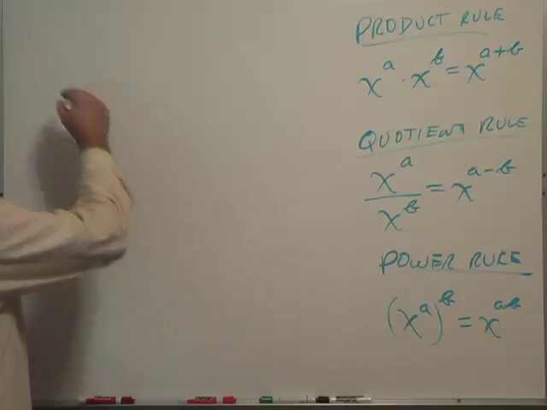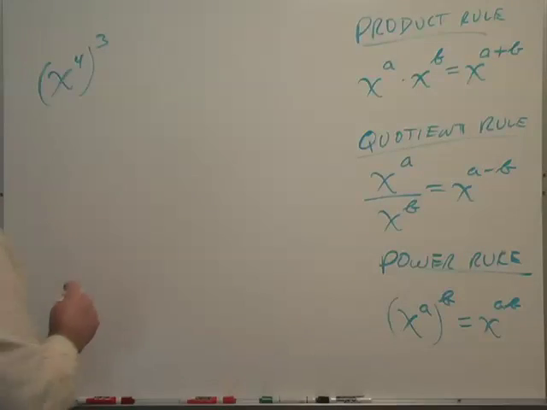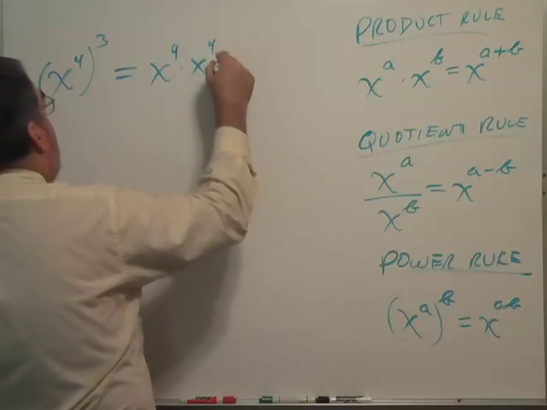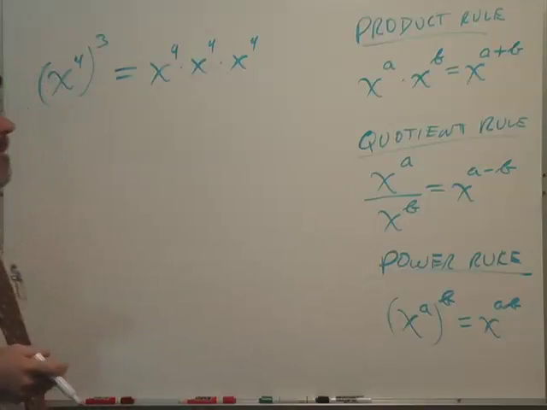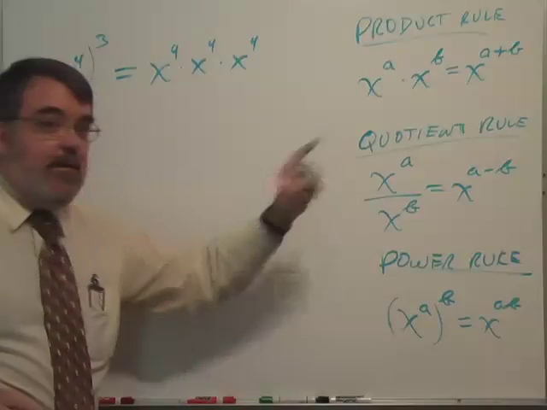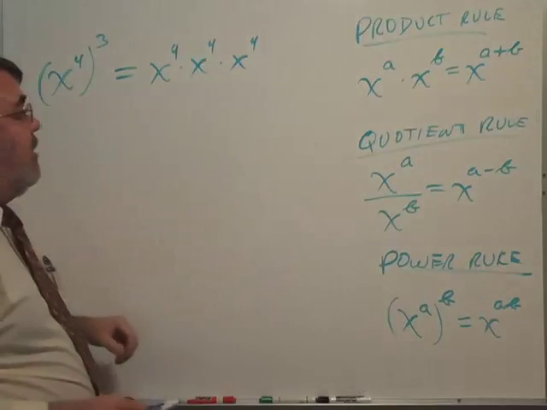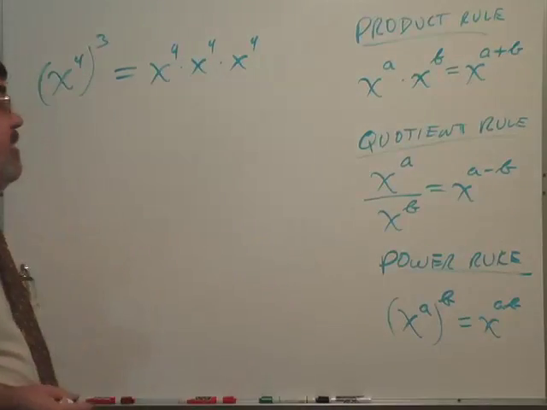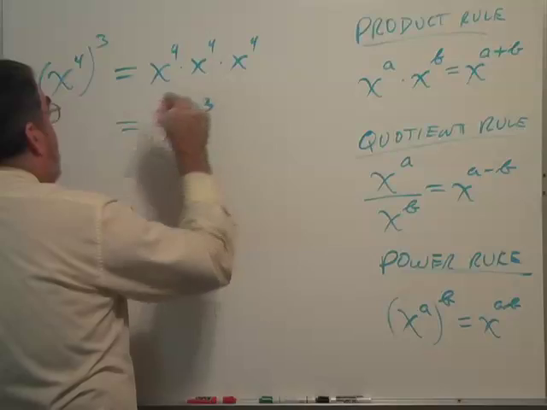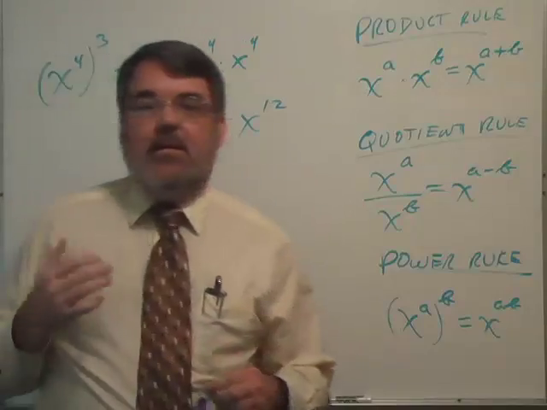suppose we had x to the fourth raised to the third power. Okay, well, the third power means I'm going to multiply 3 x to the fourths together. So this number in parentheses is raised to the third power. It means I multiply 3 of them. And according to the product rule, we would add these, wouldn't we? Or you could write it all out and then be 12 x's all together. So literally it's x to the 4 times 3, which is x to the 12th. So there's an illustration of the power rule.